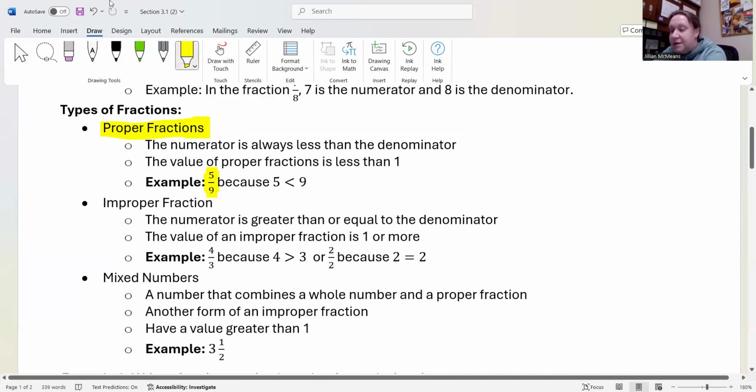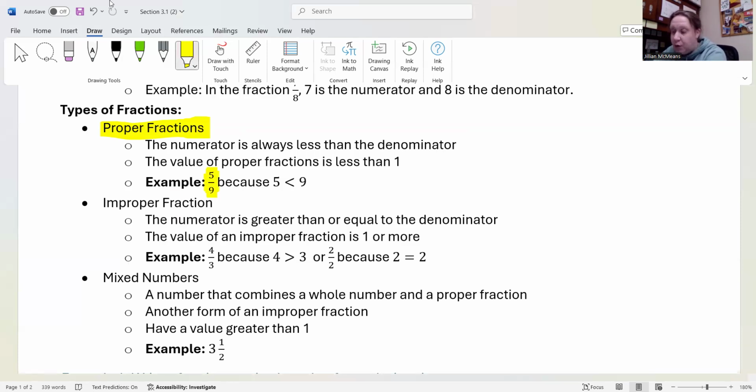Okay? Now, next up, we have an improper fraction, okay? An improper fraction is a fraction where the numerator is greater than or equal to the denominator. So in this case, you have one whole, that's where the numerator is exactly the denominator, or you have more than a whole, that's where the numerator is more than the denominator, okay?